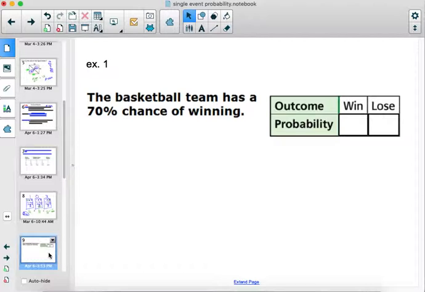All right, example 1. A basketball team has a 70% chance of winning. That would be a good April Fool's joke.